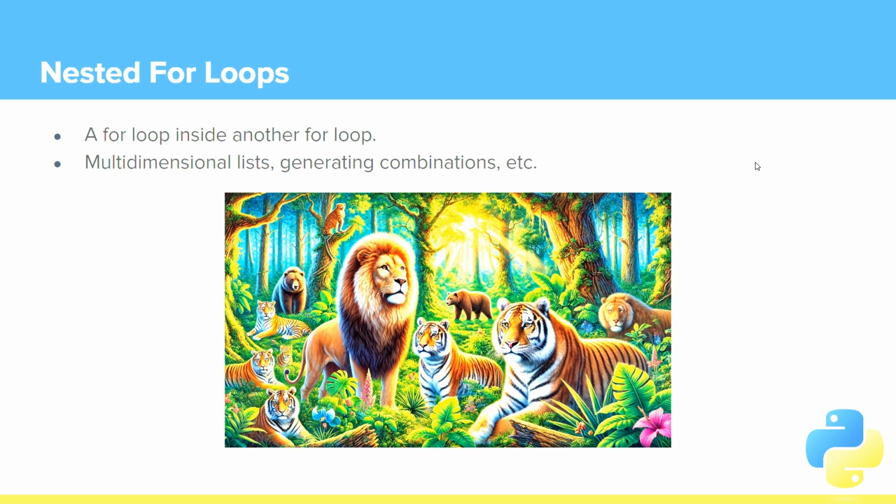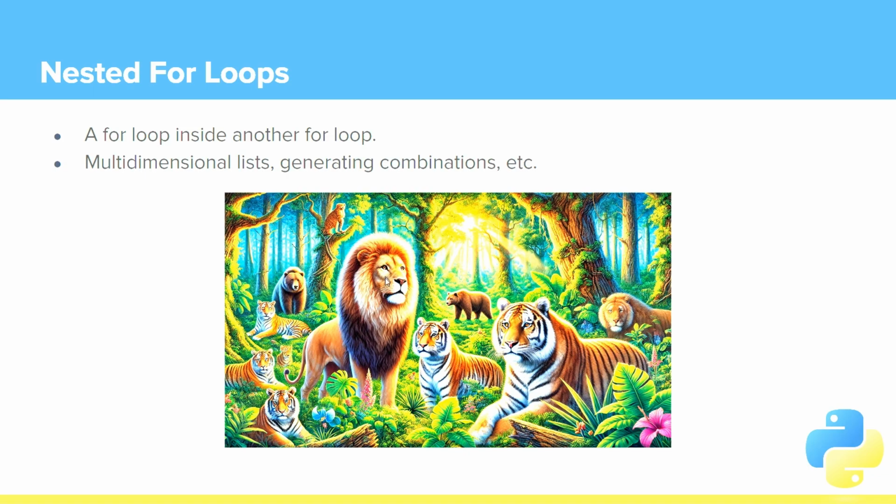One cool thing that we can do with our for loops, we could do this with while loops as well, is we can nest them. We can create multiple for loops. We can create a for loop within a for loop, or multiple for loops within a for loop. And it's useful for various applications such as multidimensional lists or generating combinations, etc.